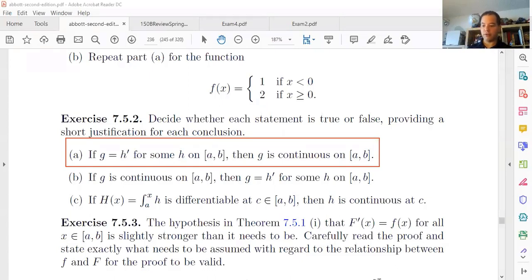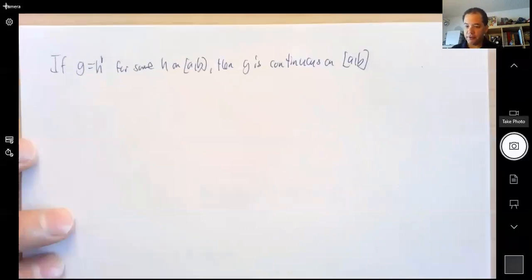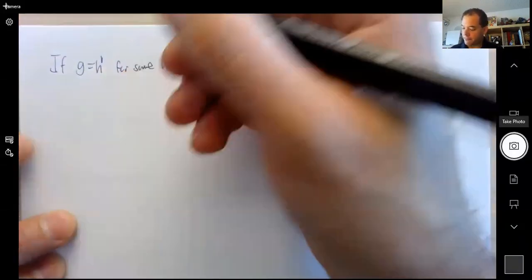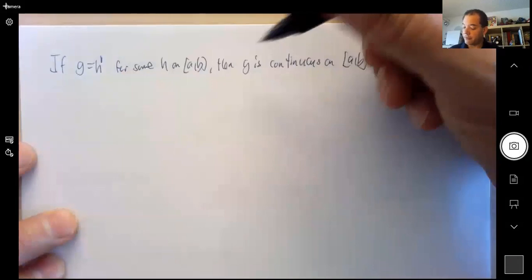So let me write it here. So the question is, if g is h prime, is it true that g is continuous? And we'll go to the page. So Justin proposed that, what about absolute value, right?